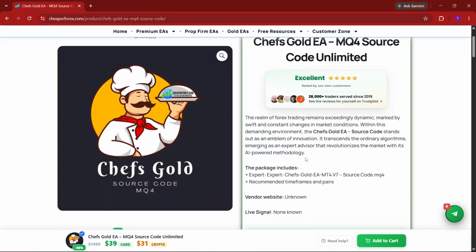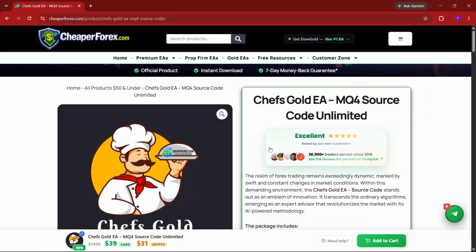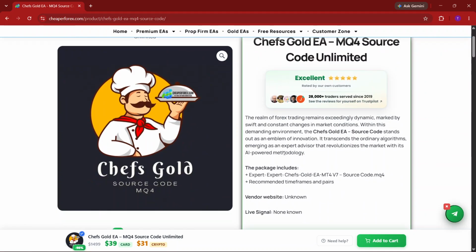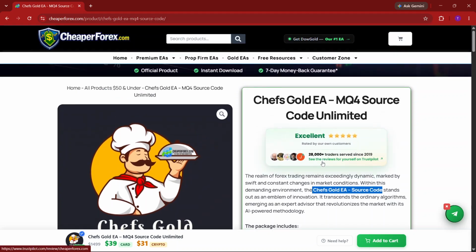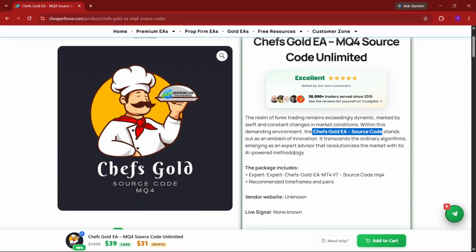So let's walk through what exactly the developer is saying, and then I'll show you what actually shows up when you dig a little deeper. And before we start, it's worth noting that this is a bit technical, as this is the source code for the EA. I'll tell you what that means.